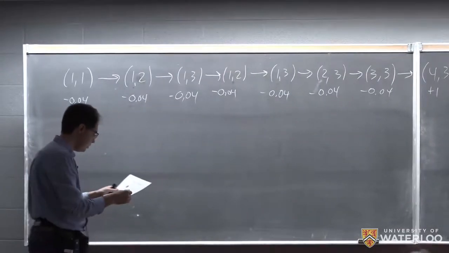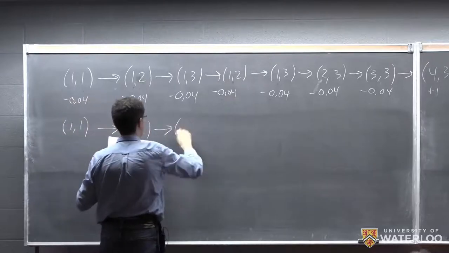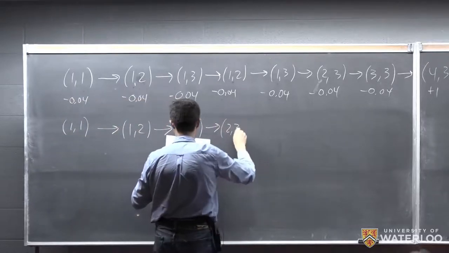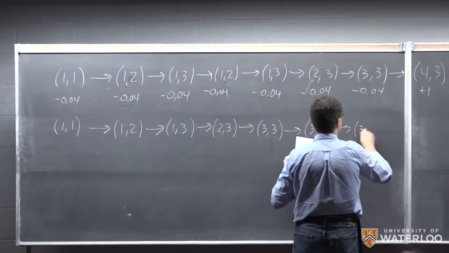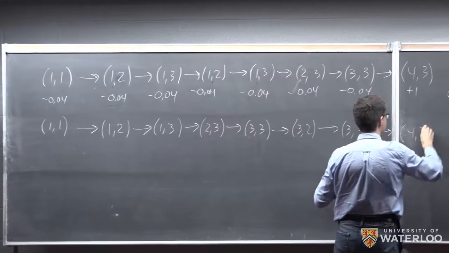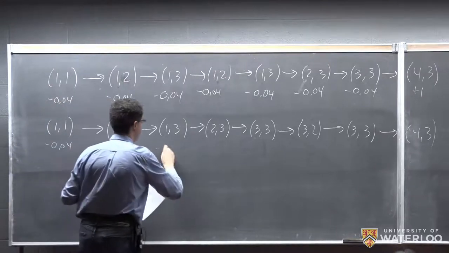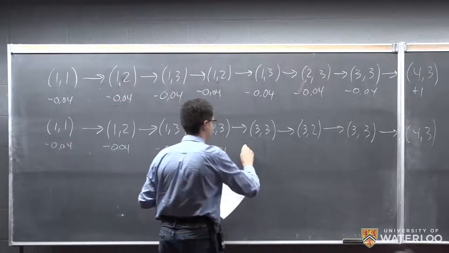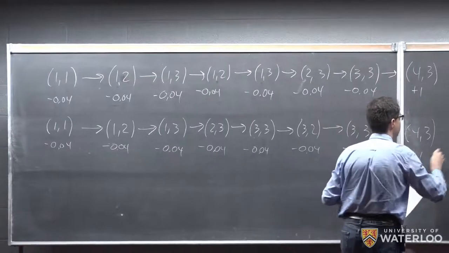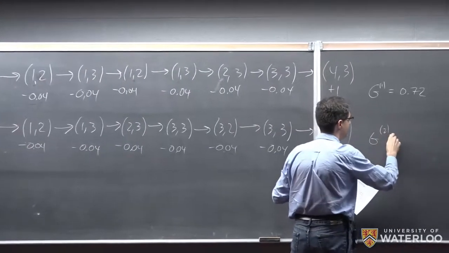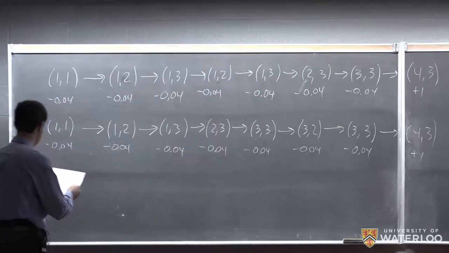All right, now I could do a second run. This one also starts at 1-1, then I've got 1-2, then 1-3, then 2-3, then 3-3, then 3-2, 3-3, and finally 4-3. So same idea, I'm going to have minus 0.04 at each one of them, and plus 1 here. So now G for the second run will also be 0.72. Okay, and let's do one last example.